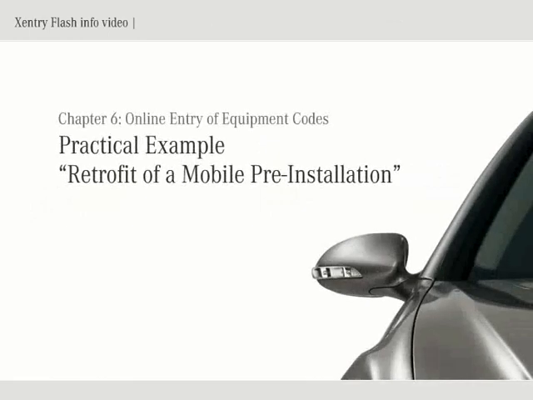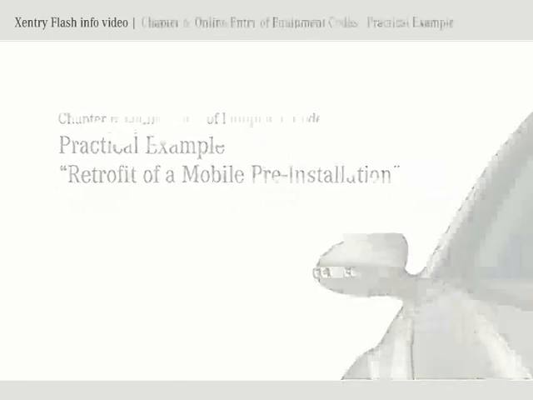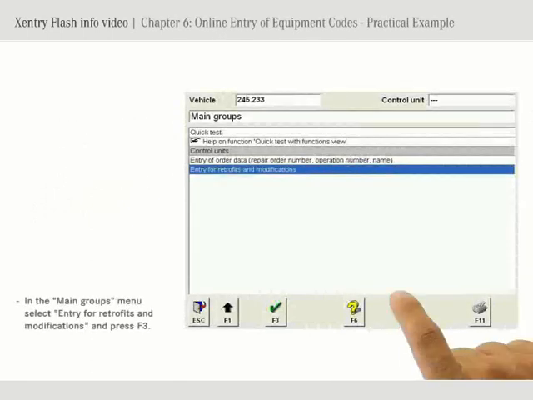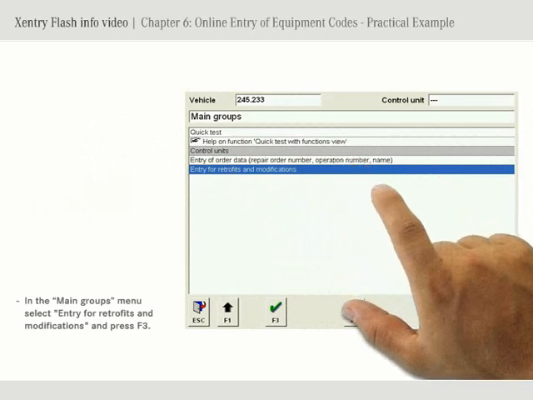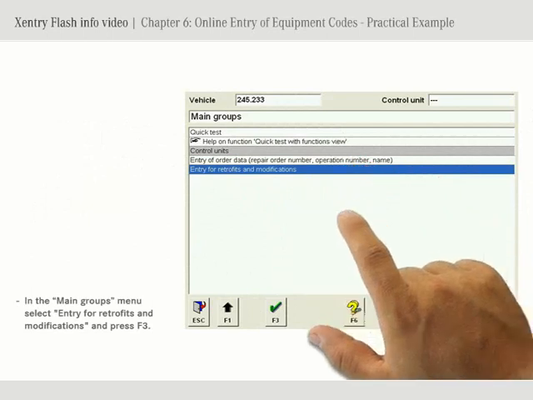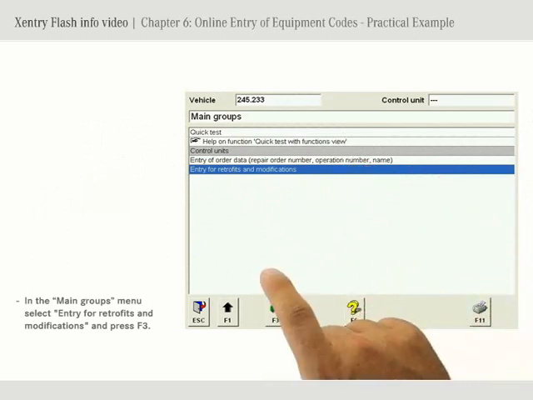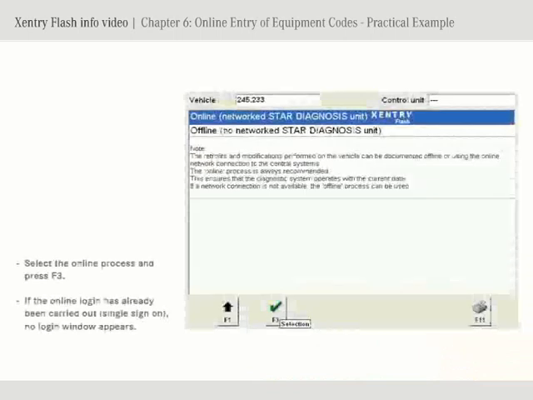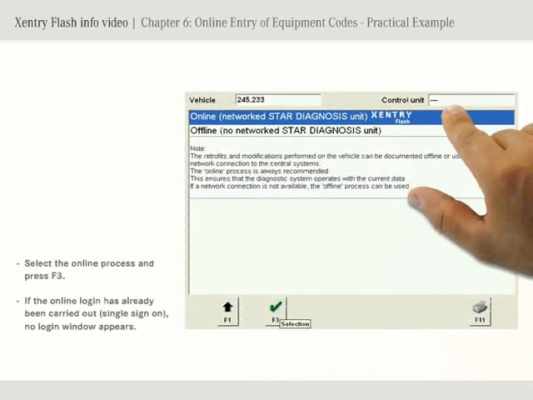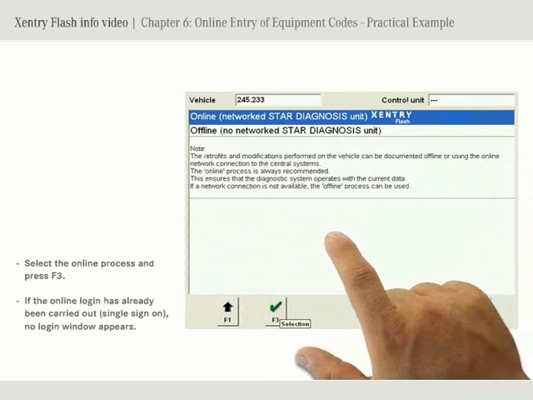In this chapter you will find out by seeing a practical example how to enter equipment codes in DAS and then activate the retrofit in the vehicle by SCN coding. Select the submenu Entry for retrofits and modifications in the Main Groups menu and press F3. Select the online process with Xentry Flash and press F3 to confirm.